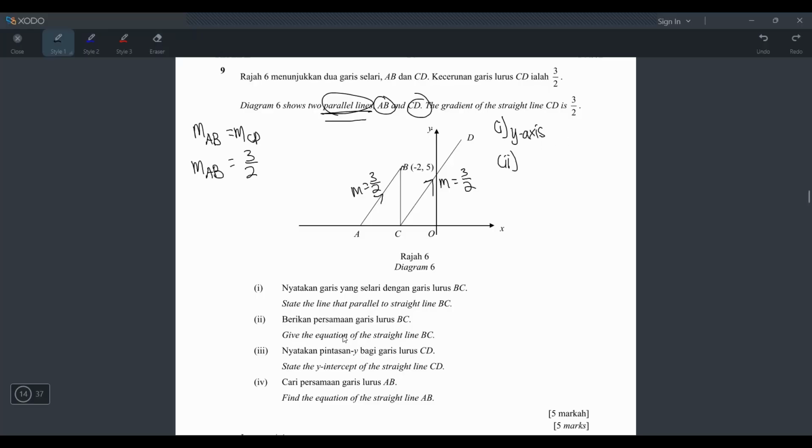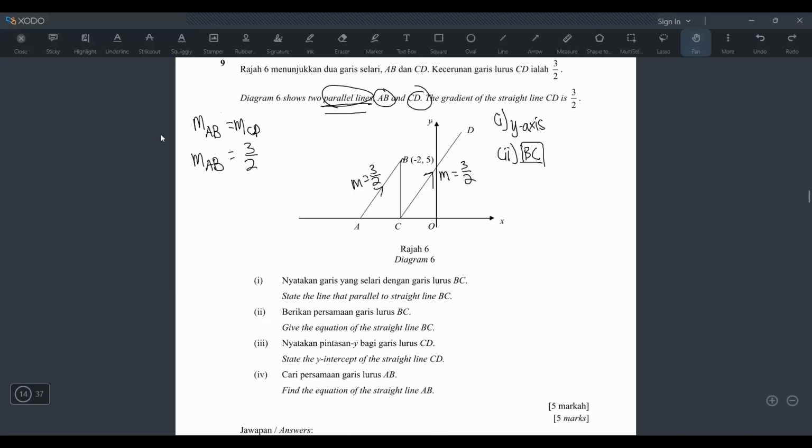Number two, give the equation of straight line BC. Okay, in maths, when we find an equation, we always do like this: y equals mx plus c. But we already know our gradient, we already know our m. But our BC m is what? Sorry, this is a non-gradient line. So we don't use y equals mx plus c. Sorry, I made a mistake.